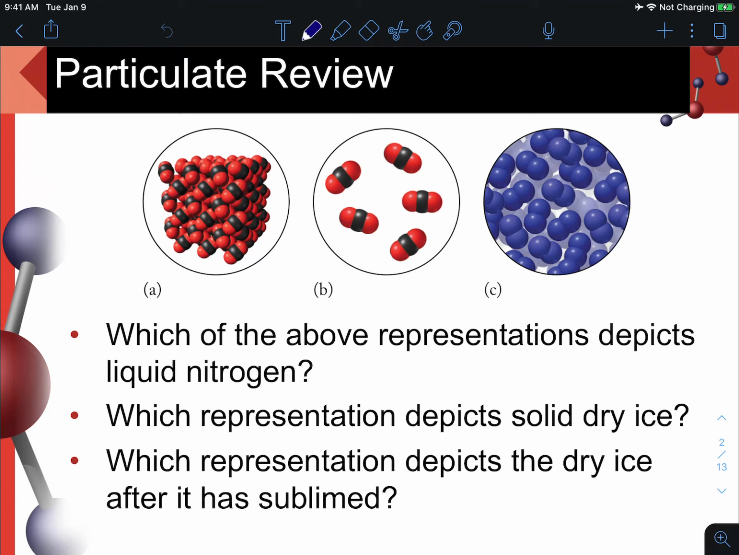So when you're looking for that, and you're also looking for nitrogen, you have to realize that nitrogen is a diatom. So it'd be two atoms attached together, and those atoms would be identical. So they'd have two of the same spheres. So that would be your correct answer there. Then which one would be solid dry ice?